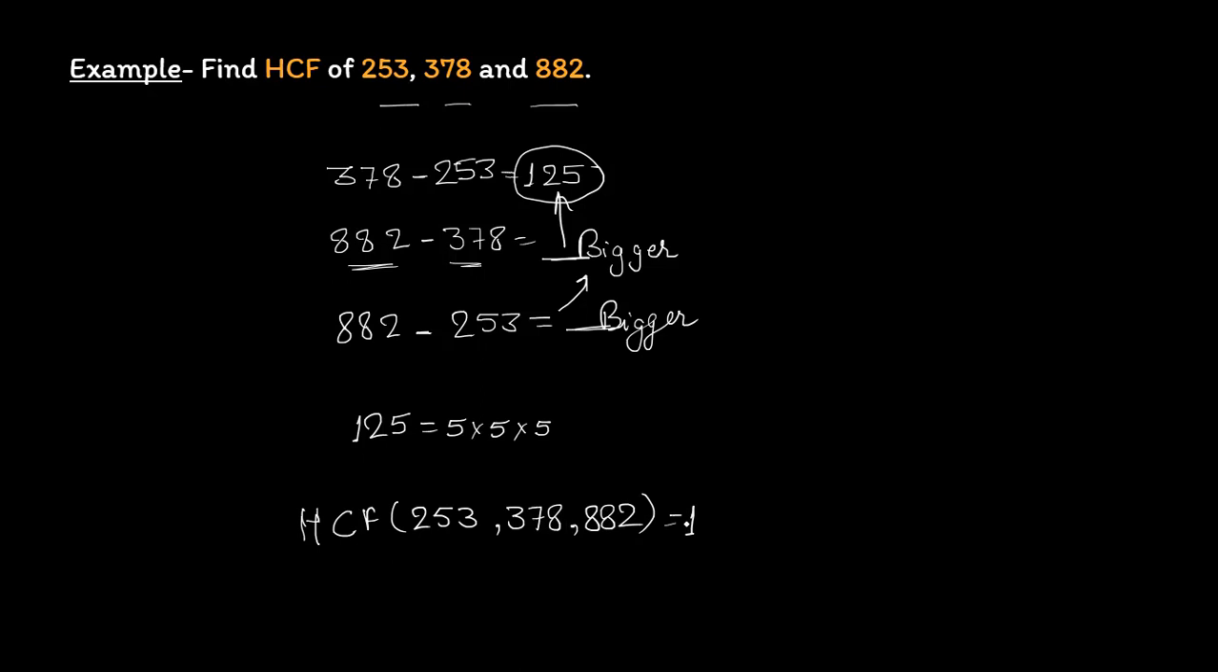Look at this question. If you try to find factors of all these numbers and then try to find the common factor, it would take so much time. Just in one step you could find there is only one common factor, and that is 1.